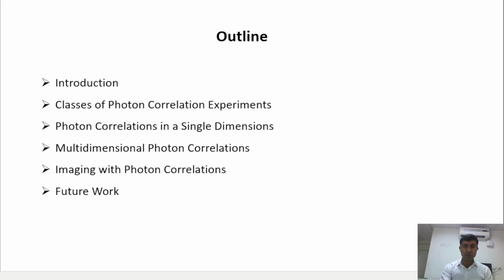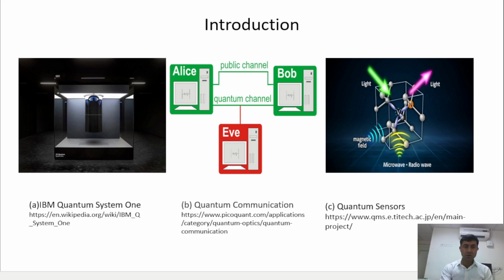Here is the outline. Now, over the past few years the world is undergoing a quantum revolution. We can observe advancements in the fields of quantum computing, quantum communication, quantum sensors, etc. Here figure A shows the first commercial quantum computer deployed by IBM. This computer is based on quantum computing.